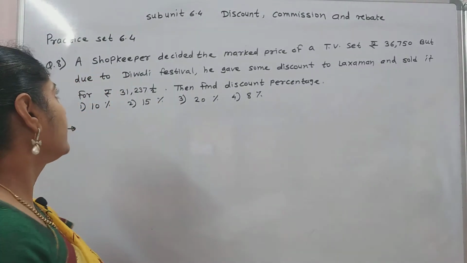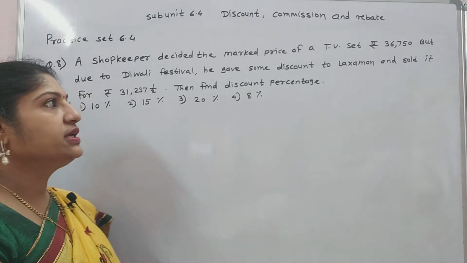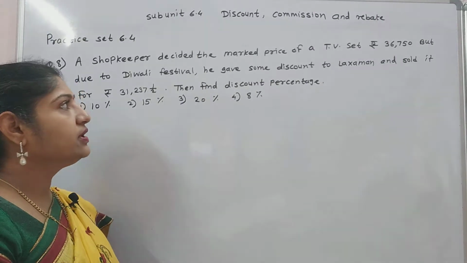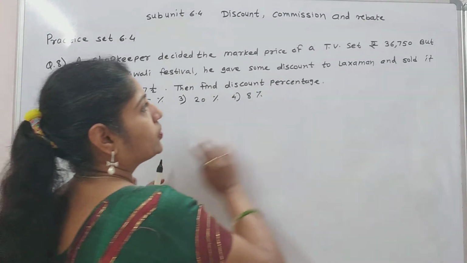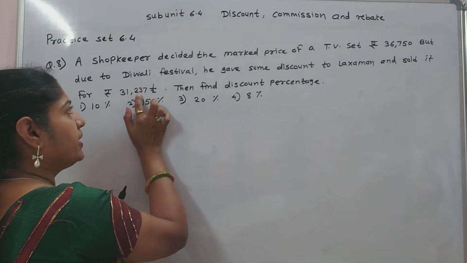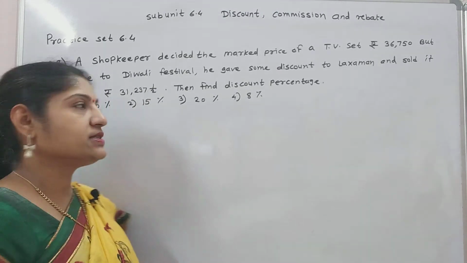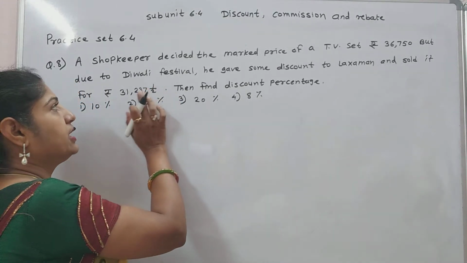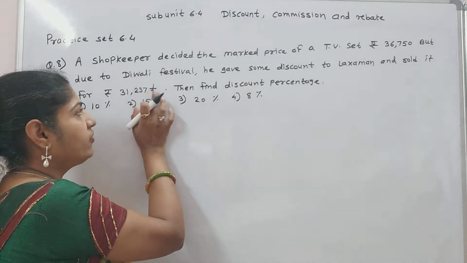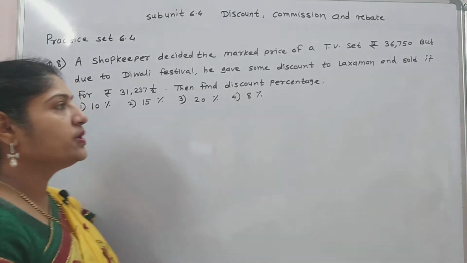Next example. A shopkeeper decided the mark price of a TV set at rupees 36,750, but due to the Diwali festival, he gave some discount to Lakshman and sold it for rupees 31,237 and a half. That is 31,237.50 rupees. Then find the discount percentage.